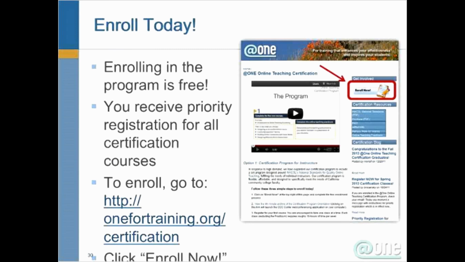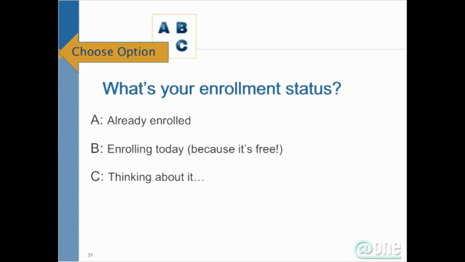All right. So, once again, just want to remind you guys, enrolling in the program is completely free. You can enroll just by going to onefortraining.org/certification and clicking on that enroll button in the top right-hand corner. And again, you're going to get priority registration once you become part of the certification program.